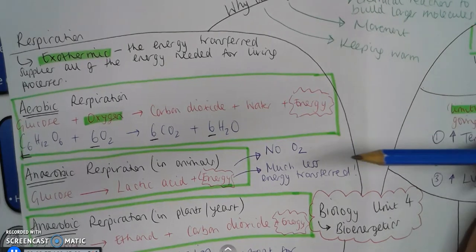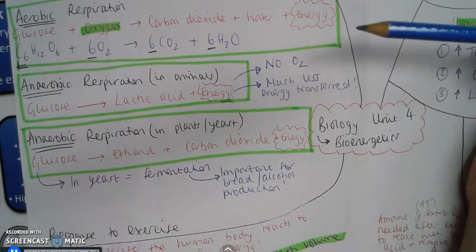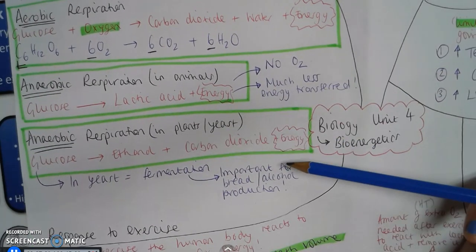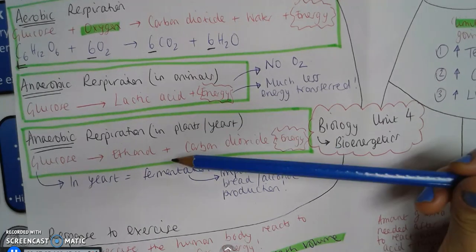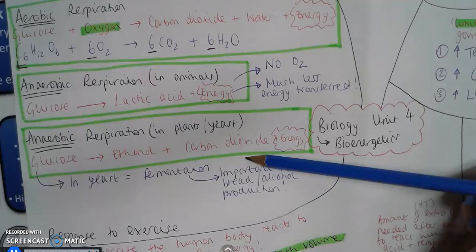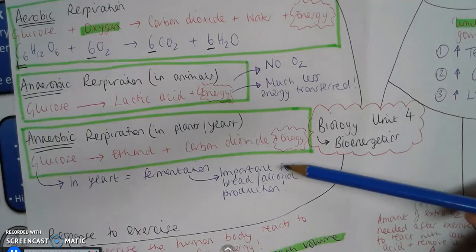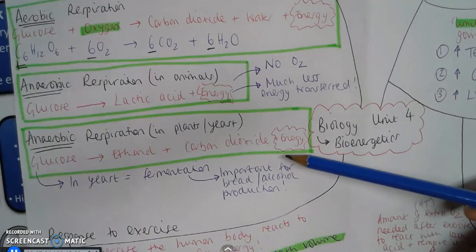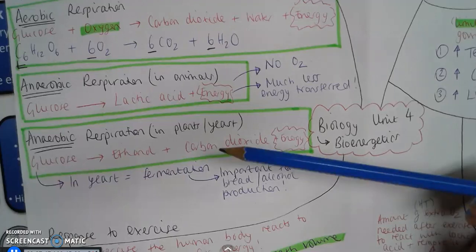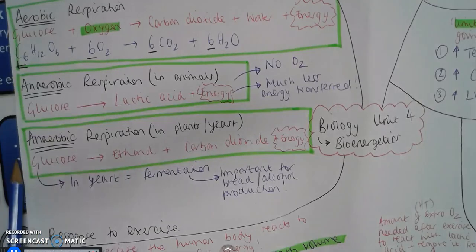Anaerobic respiration in plants and yeast is slightly different. Again, there's no oxygen involved, but we start off with glucose, and what is actually produced as a result is ethanol and carbon dioxide, and energy is still released in that process. Okay, so we can see it's kind of different products that are being produced, but we're still just using glucose as the only reactant.